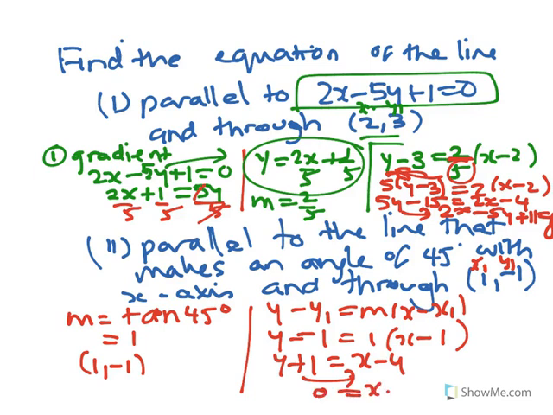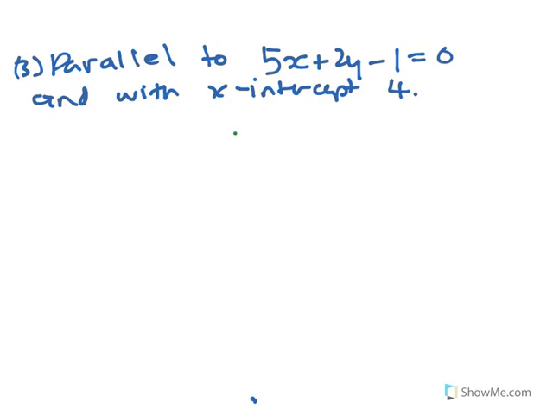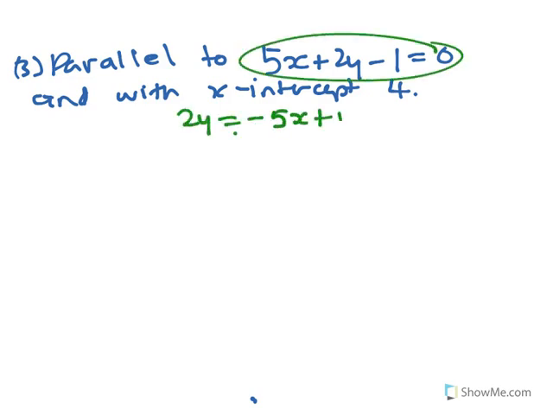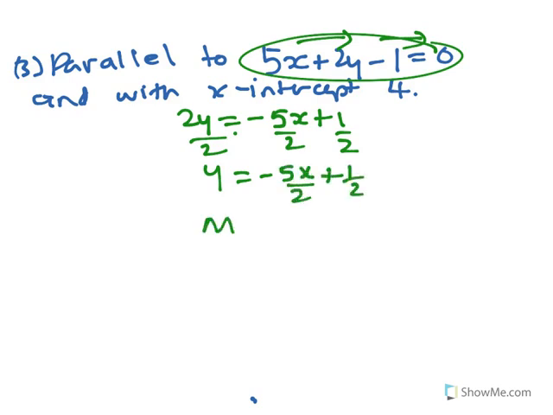Bring it to the one side to put it into general form. So x minus y equals minus 1 minus 1, which is 2. So x minus y minus 2 is 0. Okay, and finally this one. So 2y is minus 5x plus 1, just moving everything to the other side. Divide by 2, y equals minus 5x on 2 plus a half. So the gradient is minus 5 on 2.